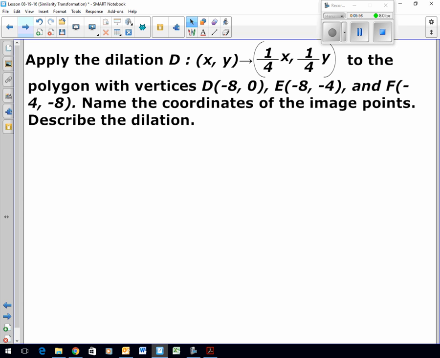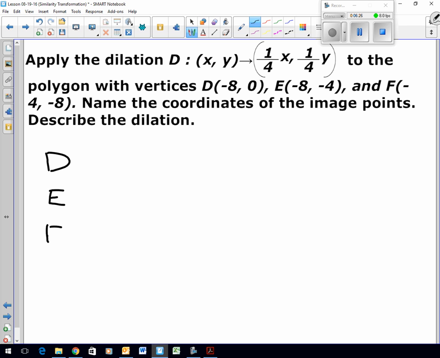Triangle. You'll be amazed. Okay, vertices are at D (-8, 0), E (-8, -4), and F (-4, -8). I want you to name the coordinates of the image and describe the dilation, meaning, did it reduce? Did it enlarge? Go ahead and get started with that now. And let me help you out here. All right, first thing to do is the following. Okay? Write down the original points.